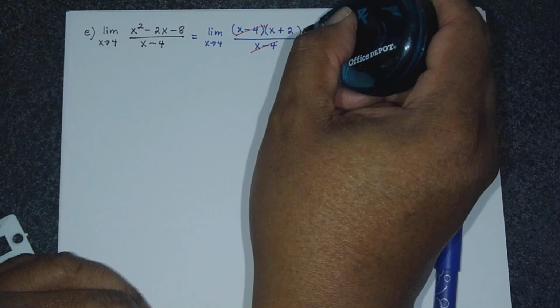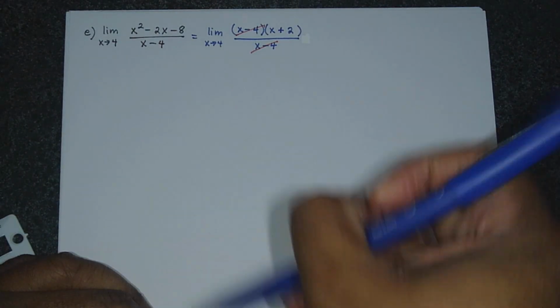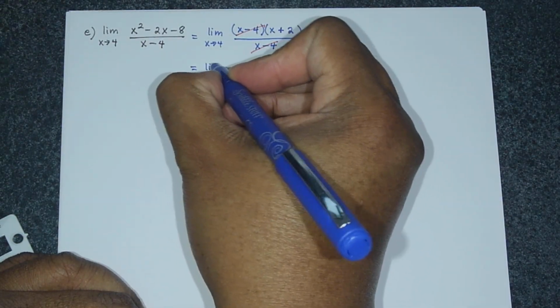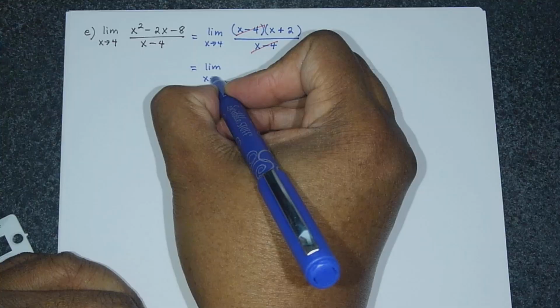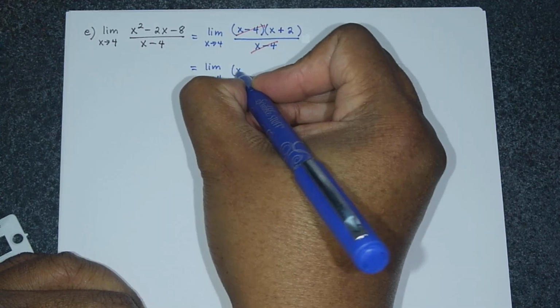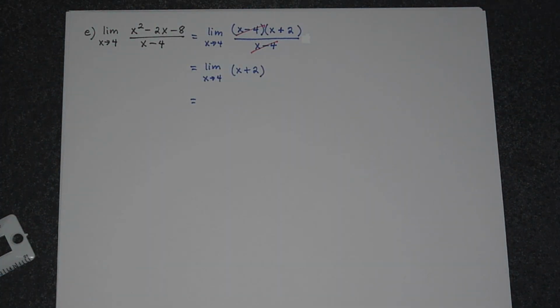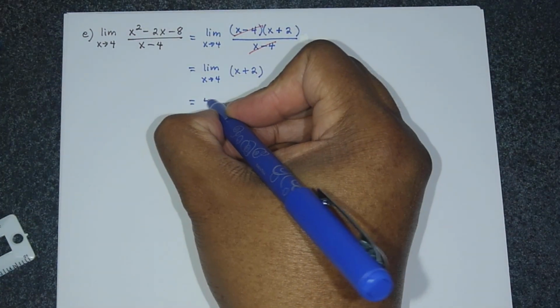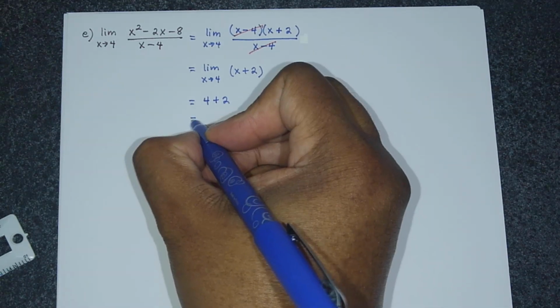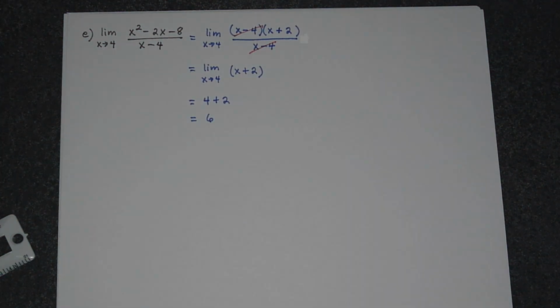And I will do this under here. So that means I have a limit as x approaches 4 of just x plus 2. Now we can do direct substitution here. So what's 4 plus 2? 6. So the limit as x approaches 4 of x squared minus 2x minus 8 divided by x minus 4 will be 6. Okay. Questions on part E.